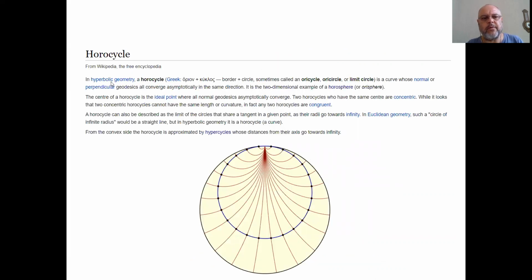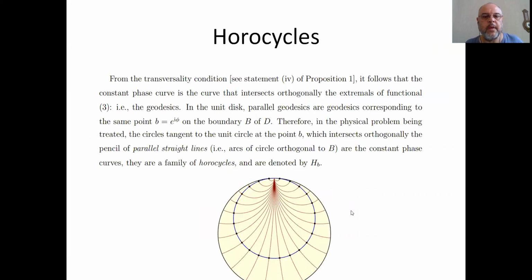What is a horocycle? A horocycle can be described as the limit of the circles that share a tangent at a given point as the radii go towards infinity. So this blue circle here is the horocycle. And for the case of the gravitational lens, they observe these horocycles.